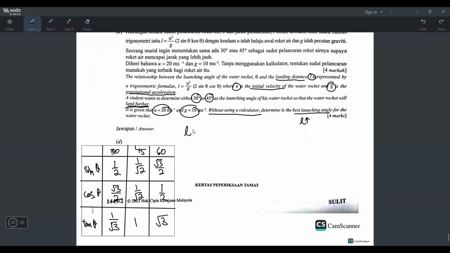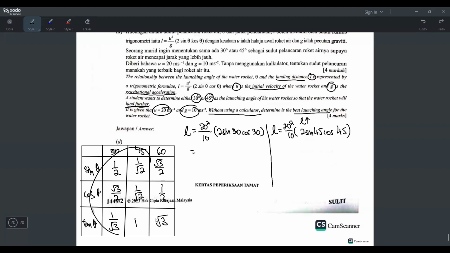So the landing distance equals u square over g, but the u they say 20, right? So 20 square over g 10 bracket 2 sine theta cos theta. And we try with 30 degree first. So 2 sine 30 and then cos 30. And then for the other one, it will be 20 square over 10, but this one is 2 sine 45 cos 45. And we can get the value for sine 30 cos 30 from the table.